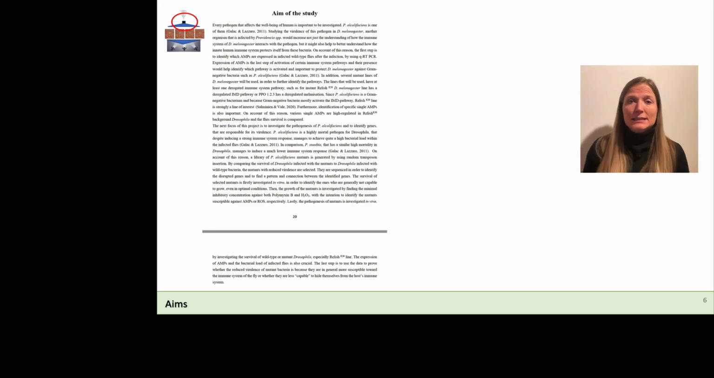This here is one study that I had difficulties in reading. You see that the aim of the study is relatively long. It starts with the sentence, "Every pathogen that affects the well-being of human is important to be investigated." So it starts very, very broad. It's unspecific.